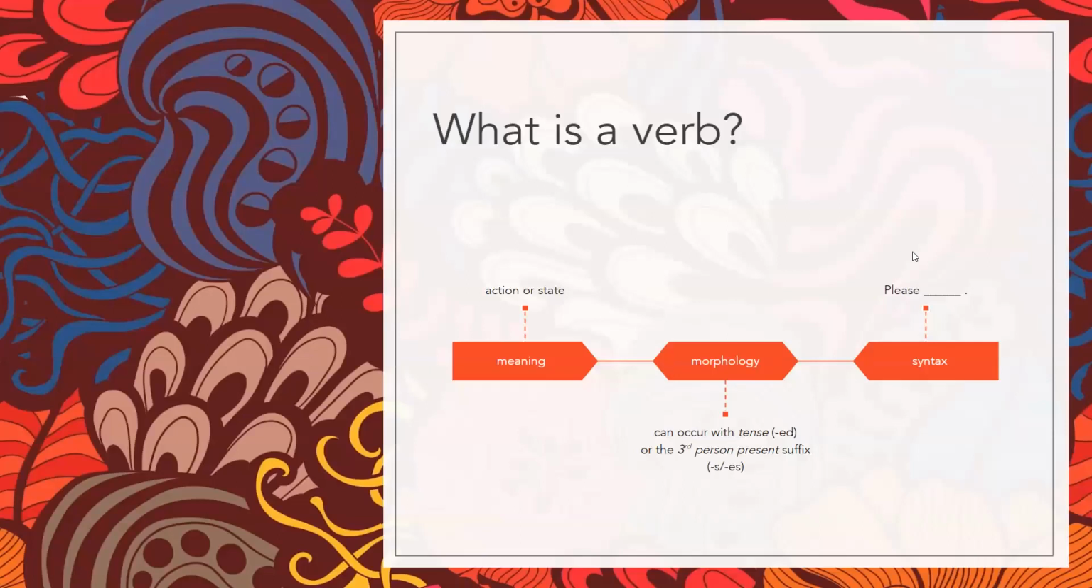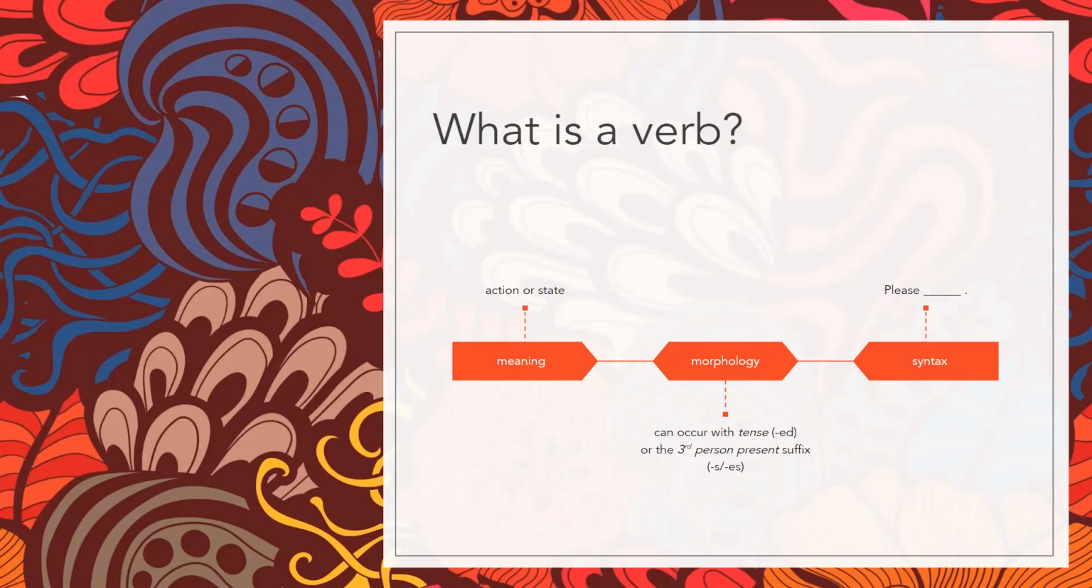The first thing to do is to define what a verb is. Obviously, we usually think of a verb as an action word, but of course not all verbs describe a physical action. They could also describe a state. To be, to appear, to look like, to seem. These are stative verbs. Verbs also have some morphology. The form of a verb can be changed depending on tense, or if there's third person, he, she, and it, we add that S.